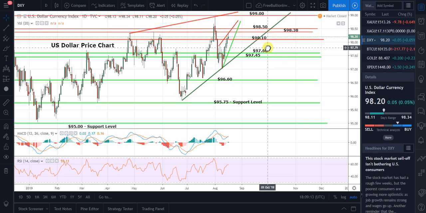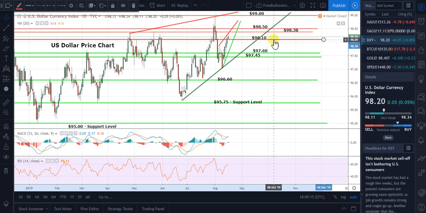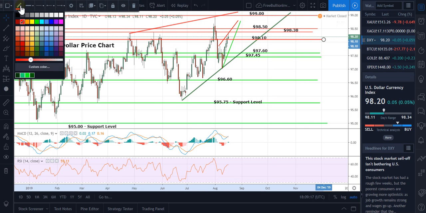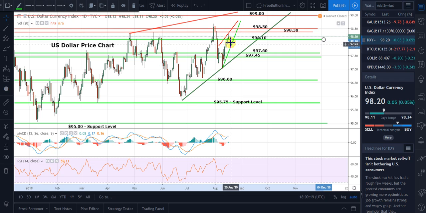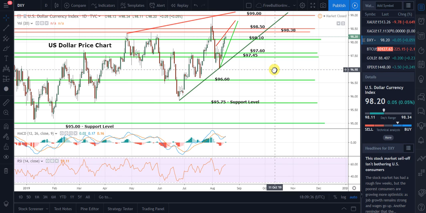We do have this 98.10 level, which is now a support level, but I really wonder how long it will stay a support level because I expect it to fall back below it. It may stop at the 97.60 level, the 97.45 before we see a bounce, or it may continue down, confirming both of these patterns by the end of next week, depending on what Jerome Powell says.